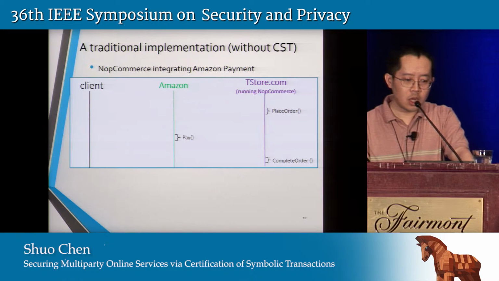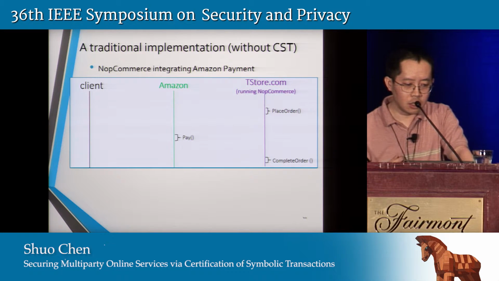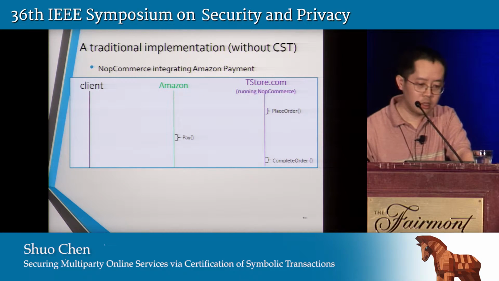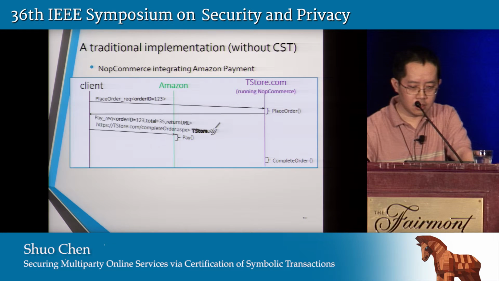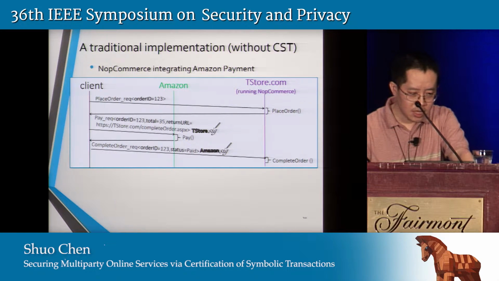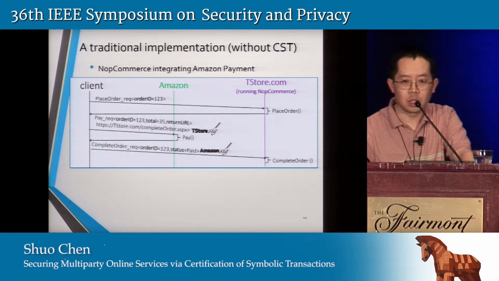Now let's see what a traditional implementation does. Here I'm showing you a real implementation called nopCommerce, which integrates Amazon payment. You see these are the messages, and you can see that this pay request is signed by T-Store, which is the merchant running nopCommerce.